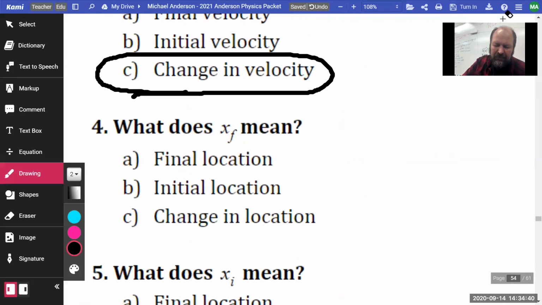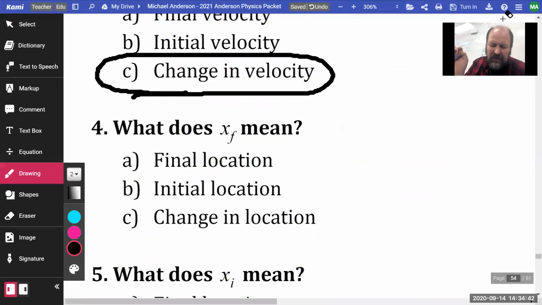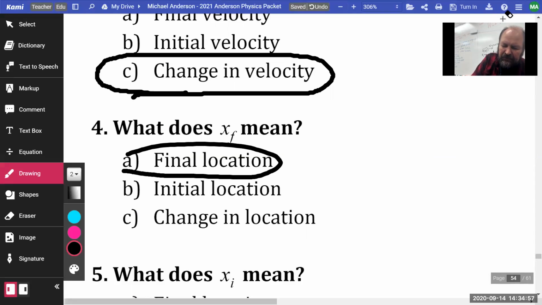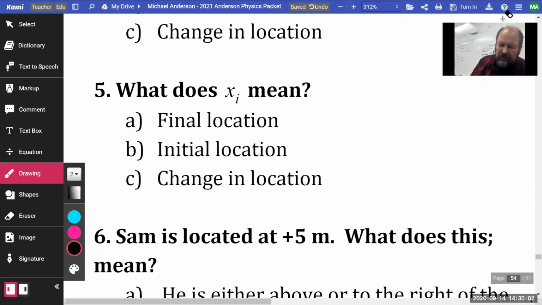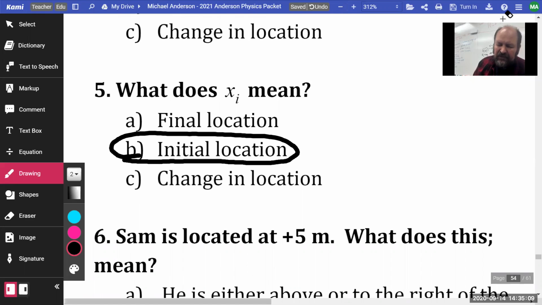Okay, next, number 4. Let's see here, I gotta make it big for my old eyes. What does X sub F mean? I could also read that, what does X subscript F mean? Circle your answer. And the F stands for final location. X sub I. We should know that because we've done the other 2 options already. The I means initial. We'd read that as X sub I or X subscript I, or just simply initial location.